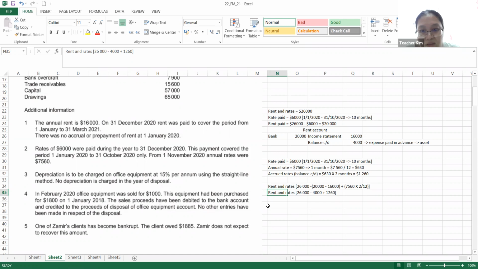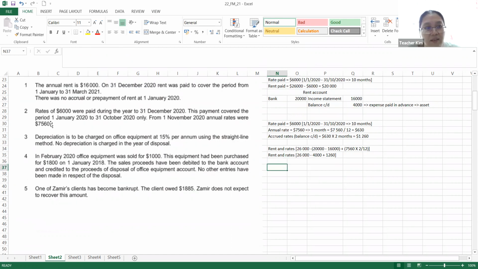Next, depreciation. Okay. Depreciation is to be charged on the office equipment at 15% per annum using straight line method. No depreciation is charged in the year of disposal.